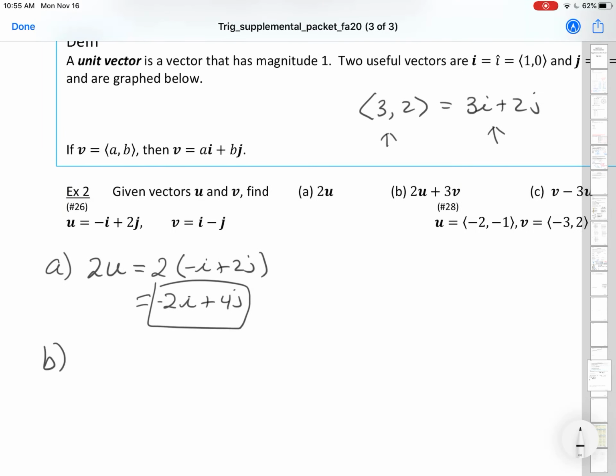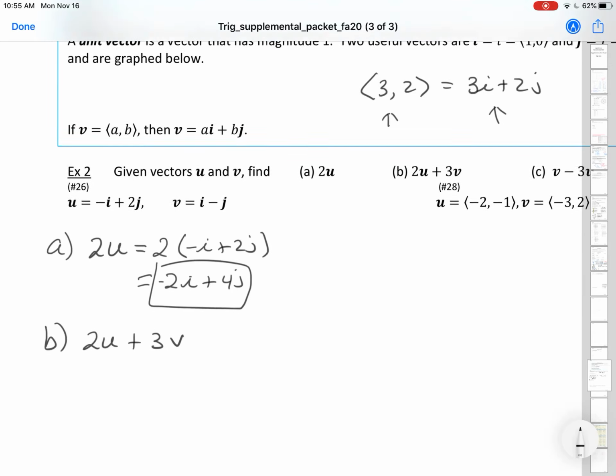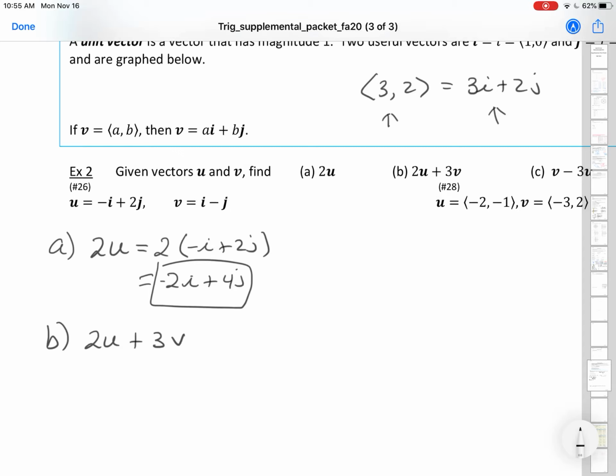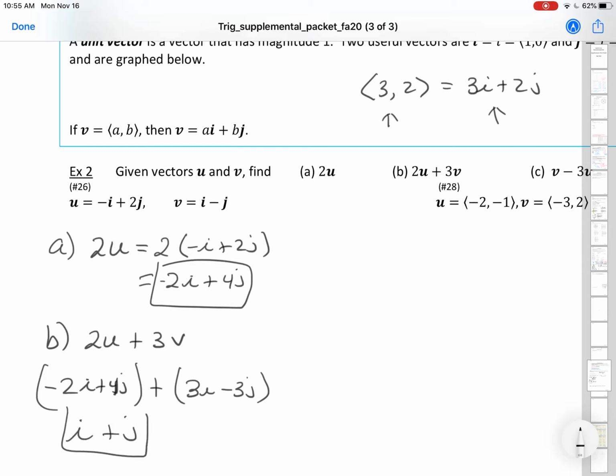How about B? B wants us to take the 2u and add to it 3v. Well, you'll get really good at this. What's 2u? Well, I just figured it out. It was negative 2i plus 4j, so I can rewrite that and put it in there. So I got that vector. I'm going to just put it in parentheses just to highlight which one it is. 3v. Well, we don't have to write anything. We can just triple everything. So we get 3i minus 3j. And then what do you think you do when you add these? Of course, you just add the i's and the i's to get i, and the j's and the j's to get j. And you're done.